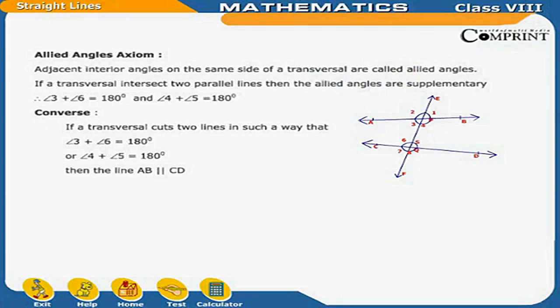Allied angles axiom. Adjacent interior angles on the same side of a transversal are called allied angles. If a transversal intersects two parallel lines, then the allied angles are supplementary. Therefore, angle 3 plus angle 6 is equal to 180 degrees and angle 4 plus angle 5 is equal to 180 degrees. Converse. If a transversal cuts two lines in such a way that angle 3 plus angle 6 is equal to 180 degrees or angle 4 plus angle 5 is equal to 180 degrees, then the line AB is parallel to CD.